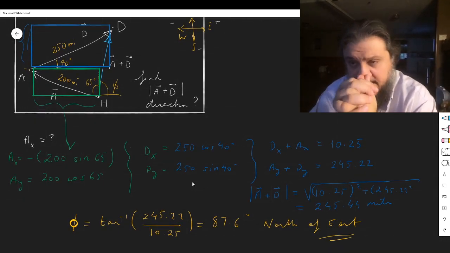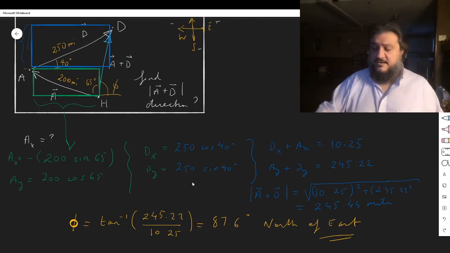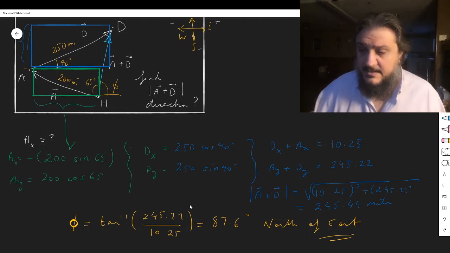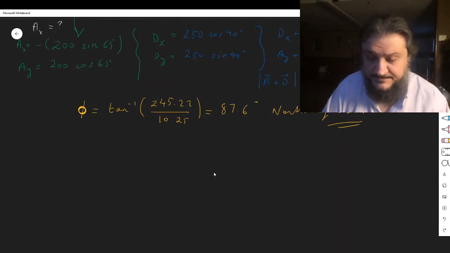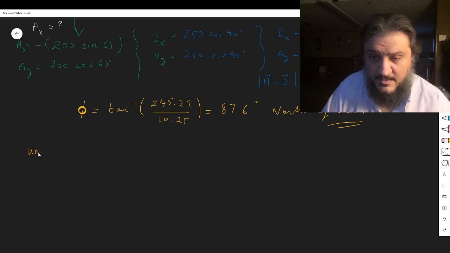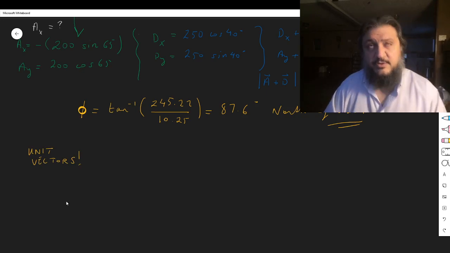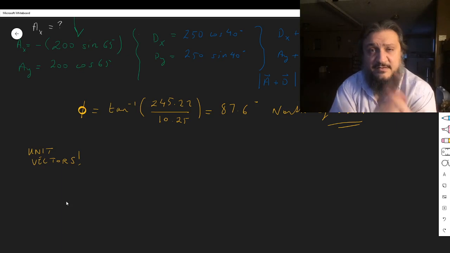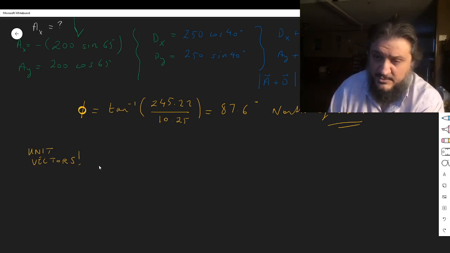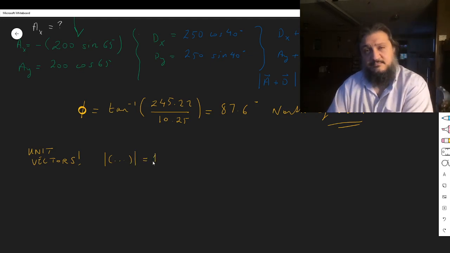All right. Now, there is another very useful tool, which is called the unit vectors, or the unit vector representation. Unit vector means the length of the vector is 1. A unit vector, whatever that is, has a length of 1. Okay?